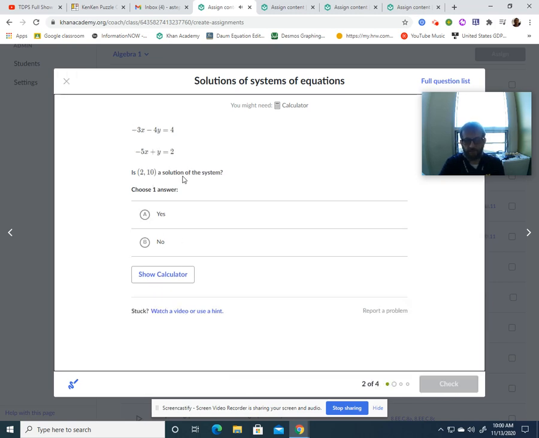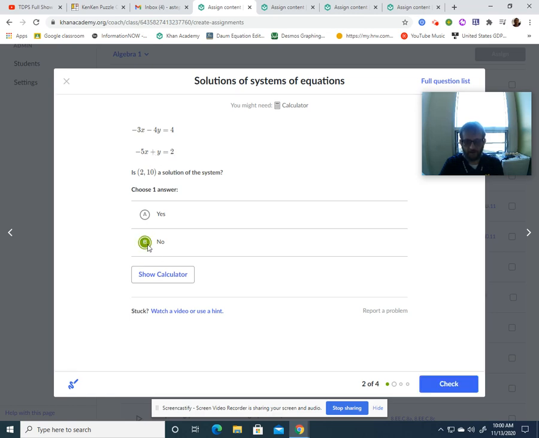Is (2, 10) a solution of the system? So in order for it to be a solution of the system, it has to make them both true. So if you plug in 2 down here, negative 5 times 2 is negative 10. That's positive 10. Negative 10 plus positive 10 is not 2. That's a no. Now, it might have worked in the top one, negative 6, if you put in 2. Negative 6 plus negative 4 also doesn't equal 4. It doesn't work for either. It has to work for both. It is not a solution.